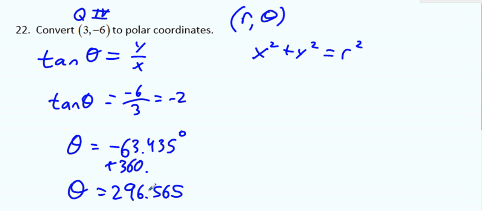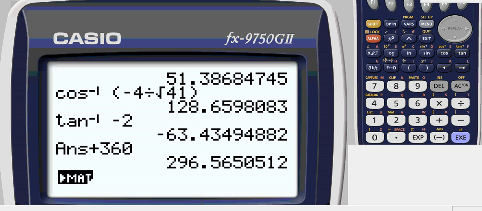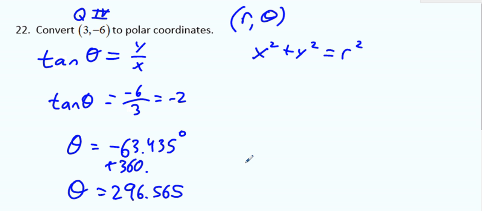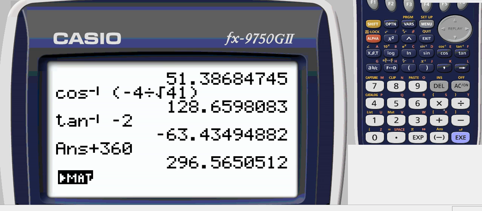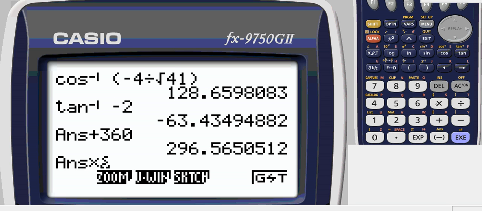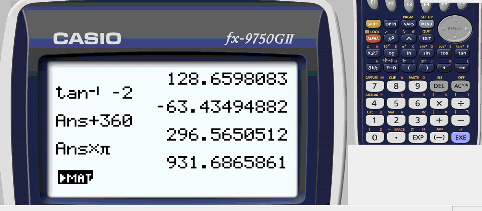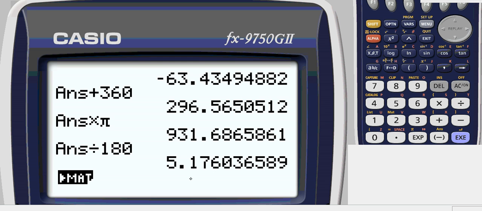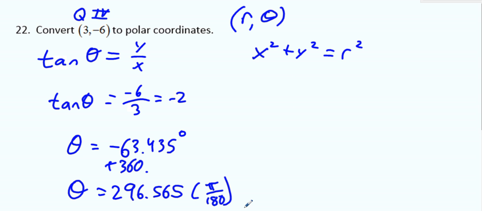And clearly that's in degrees. If you had that in radians, you could just convert it or whatever you need to right now. But this should be in radians. So to convert degrees to radians, you multiply by pi and divide by 180. So it'd be 5.176 radians.